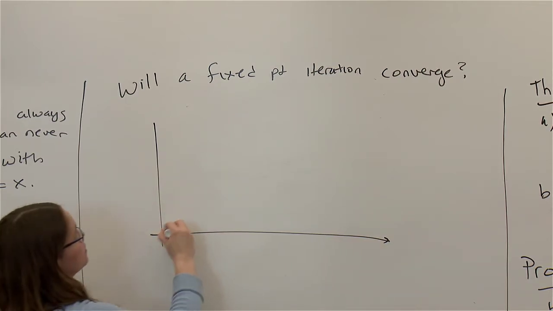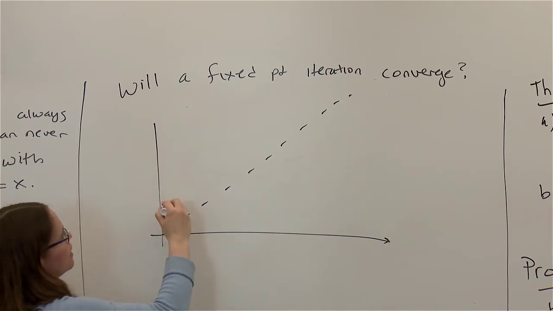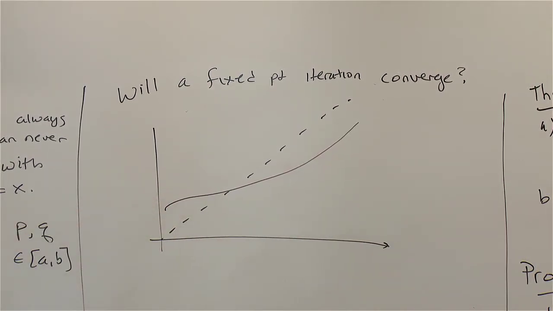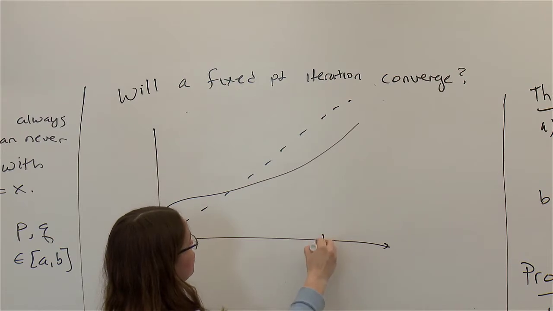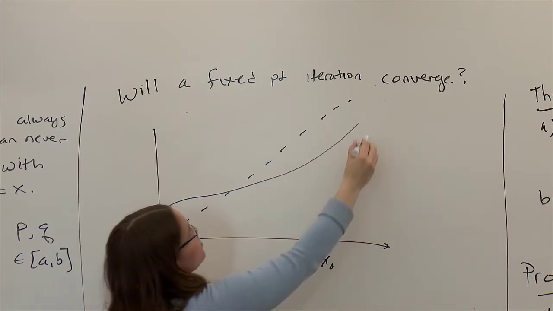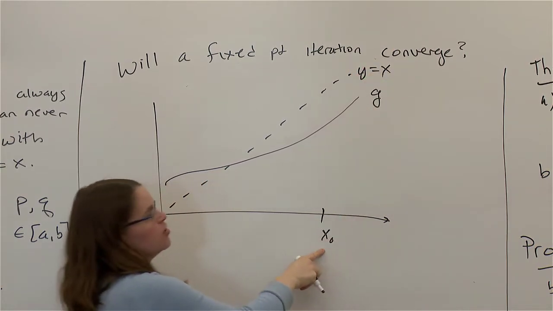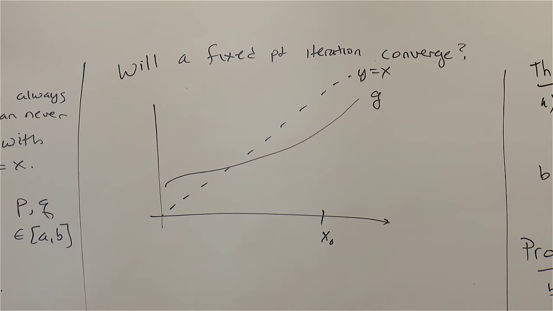Okay, so we always need this line y equals x. And I'm going to draw some g of x here. And I'm going to come up with some kind of initial guess over here. So this is my g. This is my y equals x line. Here's my initial guess. And let's just try to picture what a fixed point method does.